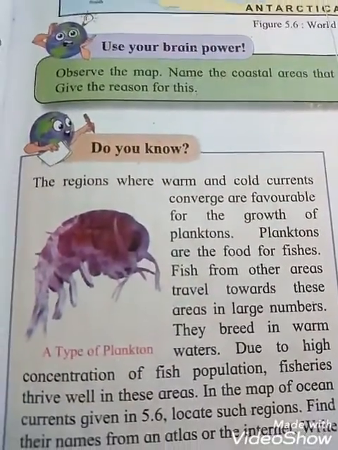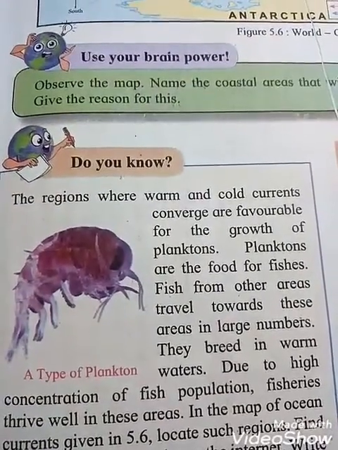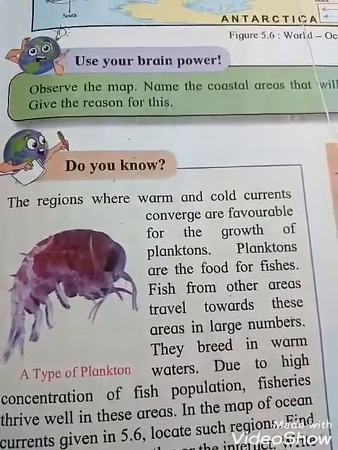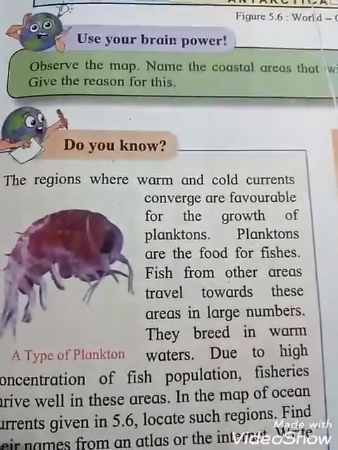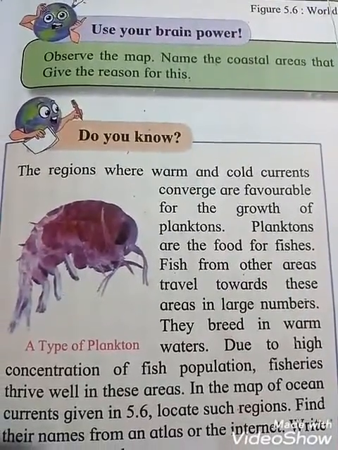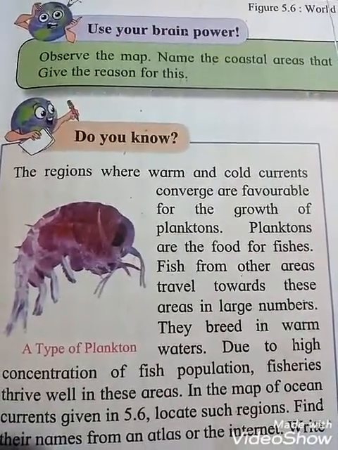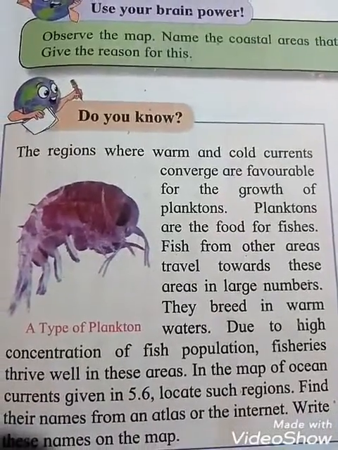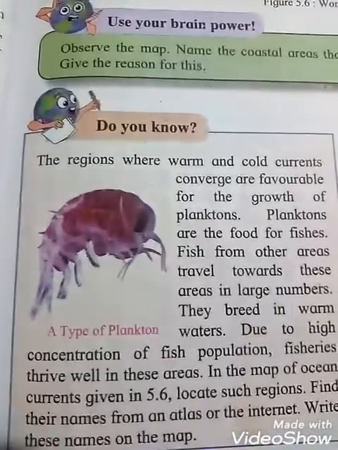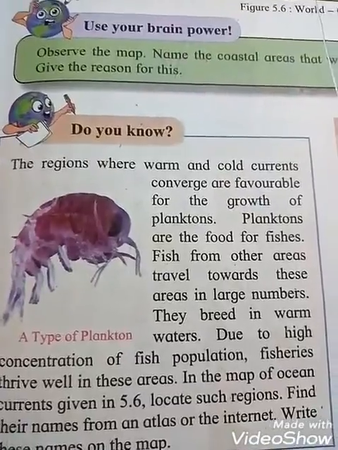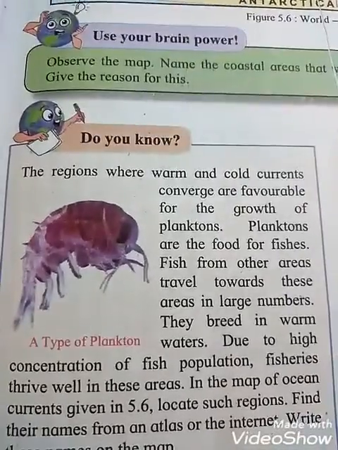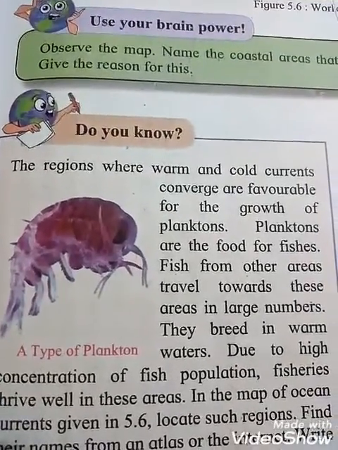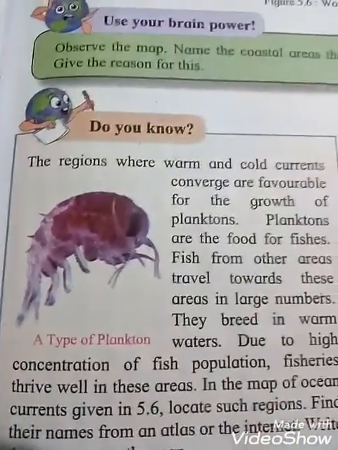Now see, do you know the regions where warm and cold currents converge are favorable for the growth of planktons? You know students, planktons are the food of fishes. Fish from other areas travel towards these areas in large numbers because they are getting food. They breed in warm water. Due to the high concentration of fish population, fisheries thrive well in these areas, and fishermen come here and catch the fish.